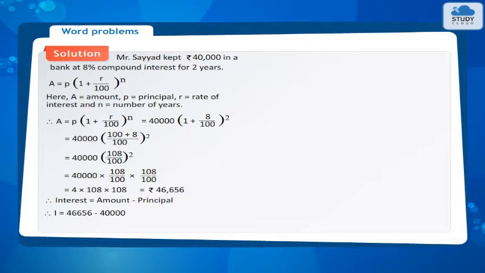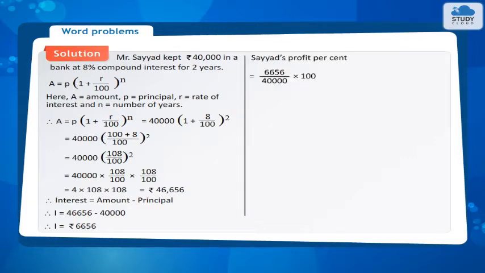Therefore, I is equal to 46,656 minus 40,000. Therefore, I is equal to rupees 6,656. Syed's profit percent is equal to 6,656 upon 40,000 into 100 is equal to 6,656 upon 400 is equal to 16.64%.